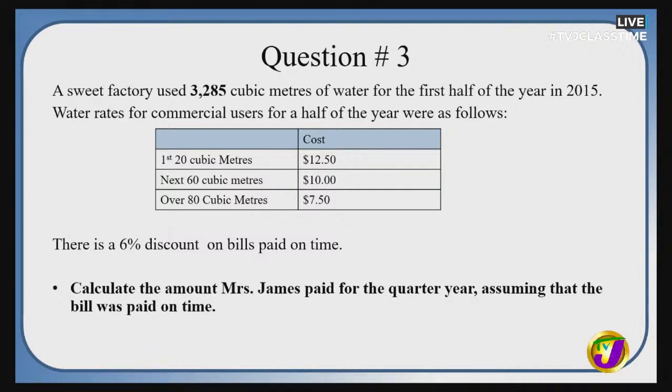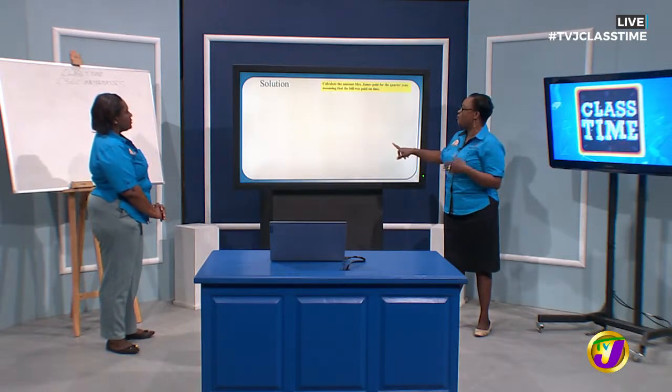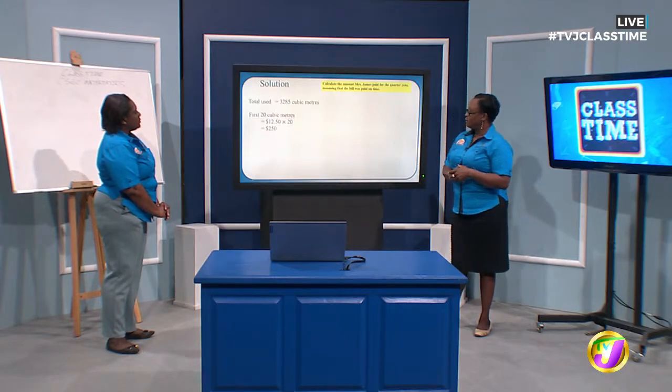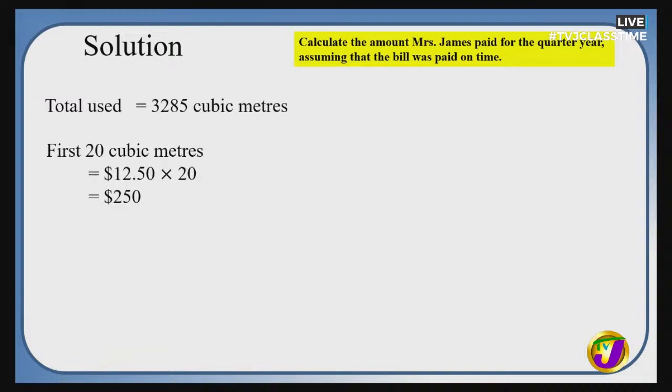Right. So the solution set, we just have the information there to remind us of what it is we're working with. Yes. So the total usage is 3,285 cubic meters, and for the first 20 cubic meters, remember we were told that it's at a unit price of $12.50. And so when we do the multiplication, $12.50 multiplied by 20, we get $250.